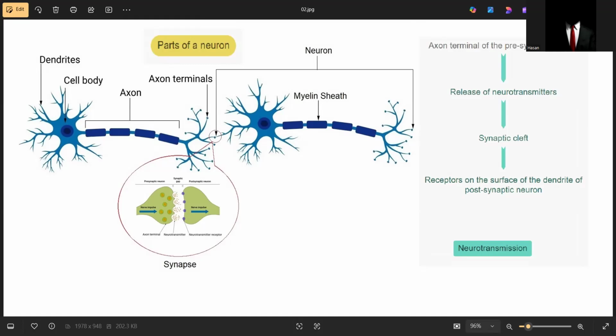When this happens, it triggers a cascade of events in the postsynaptic neurons, which can result in the generation of an action potential within that neuron.